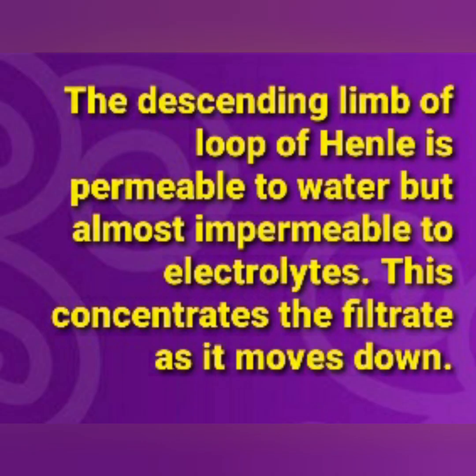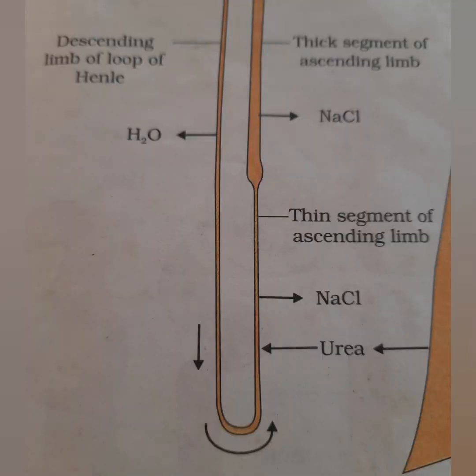And the descending limb of loop of Henle is permeable to water but almost impermeable to electrolytes. This concentrates the filtrate as it moves down. Here you can see the descending limb of loop of Henle where water is shown with arrow towards outside. That means this limb is permeable to water. So when the filtrate moves through this limb, the filtrate becomes concentrated.